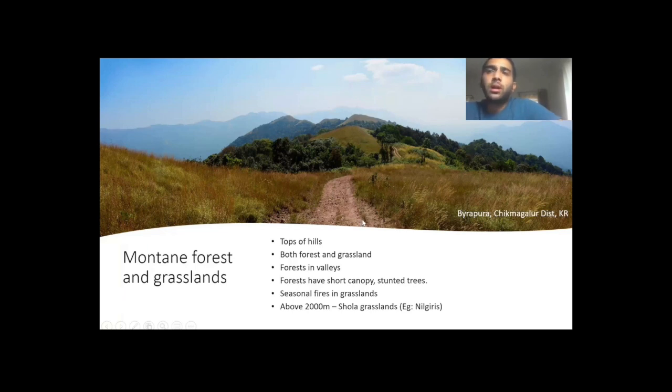Fire comes through the grasslands maybe once a year or once in 2 years. Usually people put fire, and that maintains this dynamic in many ways. If you go higher up the elevation, so above 2000 meters, like in the Nilgiris and things like that, the forests are actually called shola grasslands, and they're slightly different from these. They're colder, and the types of species are slightly different. But the general concept is that you have stunted forests in the valleys, and on the tops you have grasses.